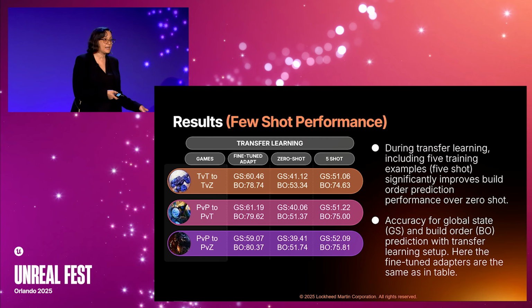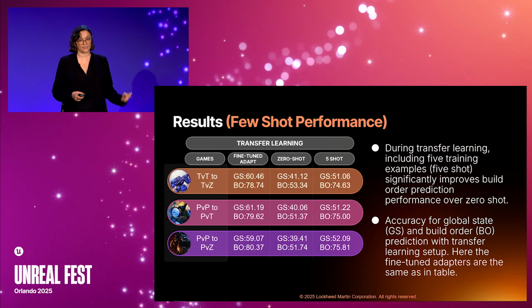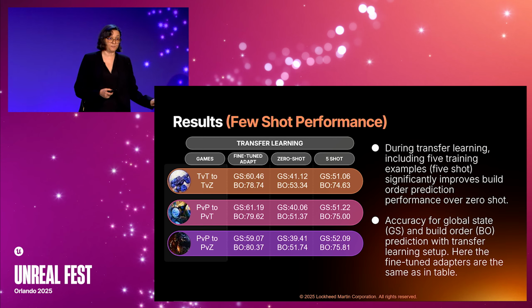The question we looked at is a transfer learning question. Assume you've trained exclusively on Terran versus Terran matches, and then you ask, can you create build orders for a Terran versus Zerg match? How well do you do? The fine-tuned adapter shows how well you would perform if you fine-tuned for that case. Zero shot is what happens if you give the model no information whatsoever. But 5 shot, which provides a little bit of context with 5 training examples, helps you a lot. So this shows that context is really, really important for these things.